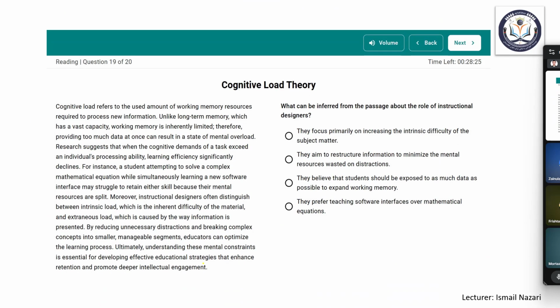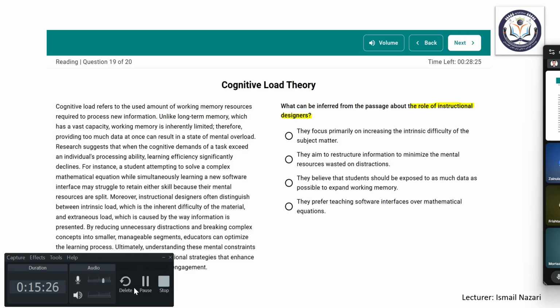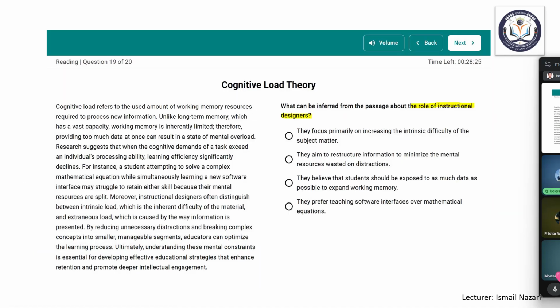Let's get into the next one. Here we have cognitive load theory. The question asks, what can be inferred from the passage about the role of instructional designers? What were the roles? So, go ahead. So, let's check out which one is the correct choice. Yeah, you did a great job.